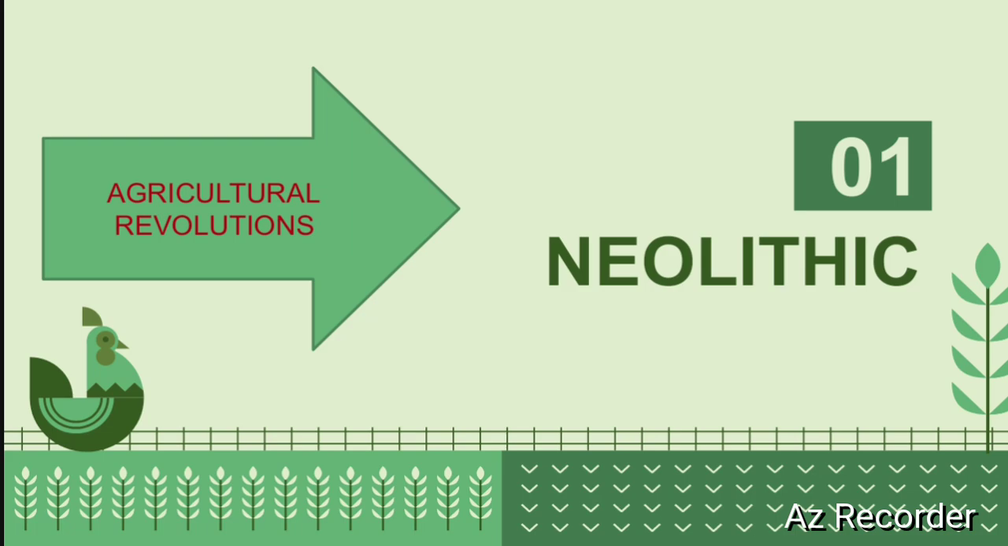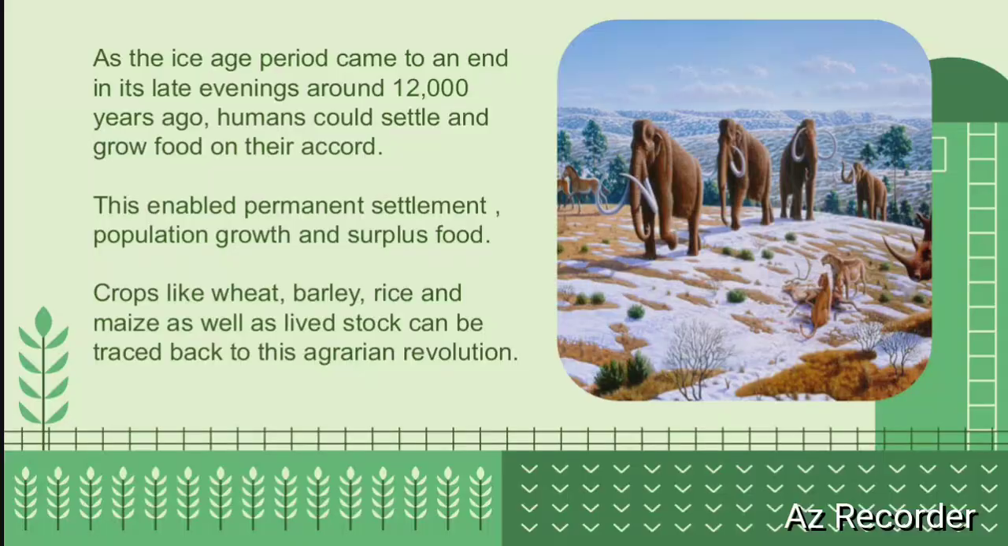Now, we're going to look at agricultural revolutions. First of all, we have the Neolithic. That is the first one. As the Ice Age came to an end around 12,000 years ago, humans could settle and grow food of their own accord. This enabled permanent settlement, population growth, and surplus of food. Crops like wheat, barley, rice, maize, as well as livestock can be traced back to this agrarian revolution.